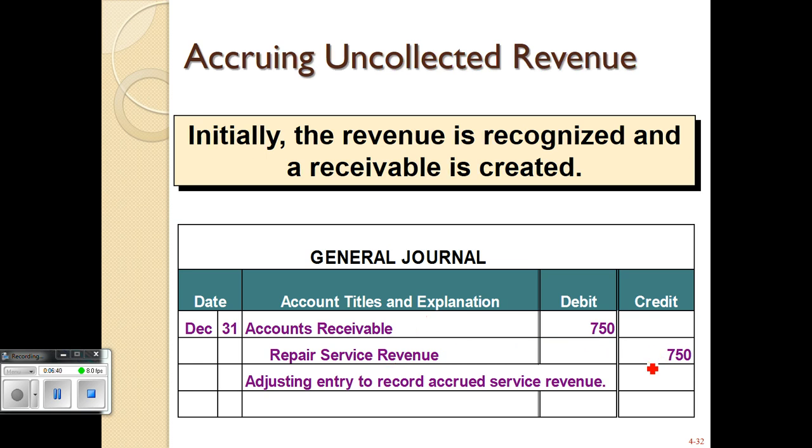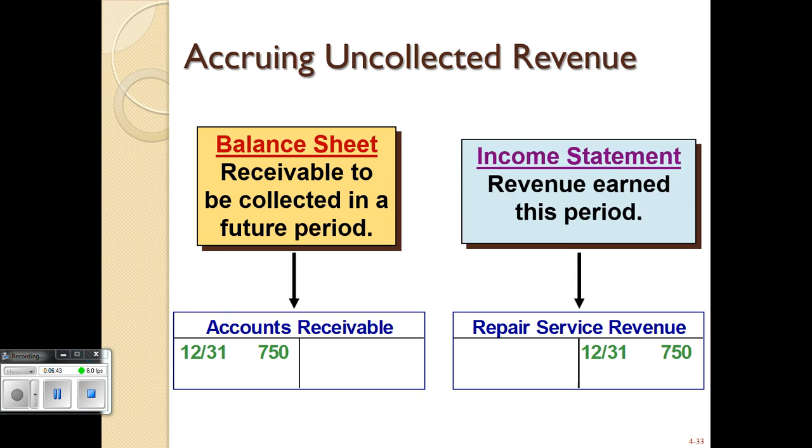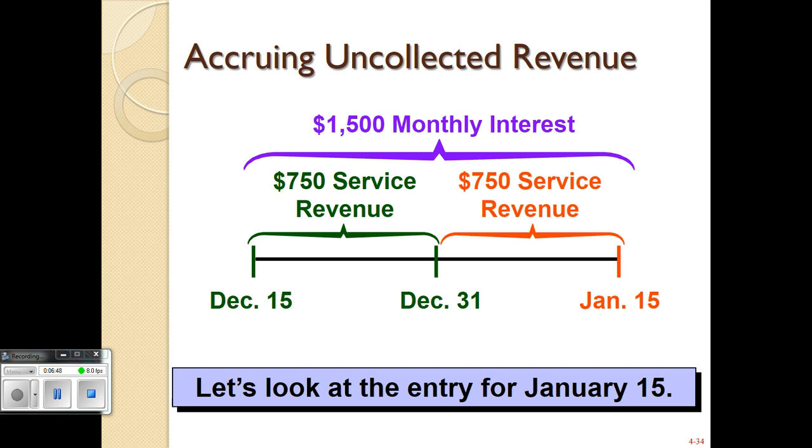Okay, so once again, I've got a balance sheet item and an income statement item. There's my balance sheet item, my accounts receivable. There's my service revenue, my income statement item. And notice, and I've got a typo here, this should not be interest, it should be service revenue. But notice, there's my $750 in service revenue to take me to December 31st, and another $750 worth of service revenue to take me to January 15th. January 15th, I call them up, cut them a bill, and they pay it.